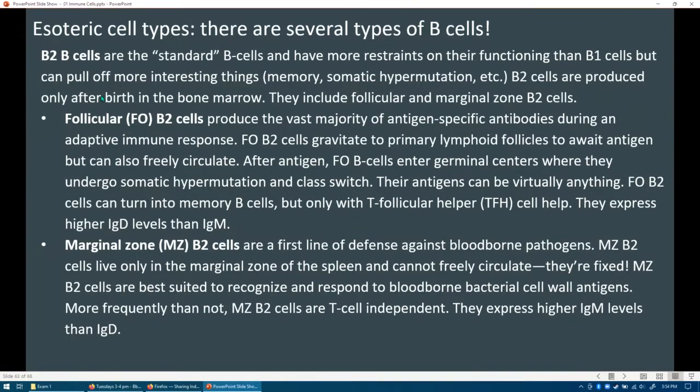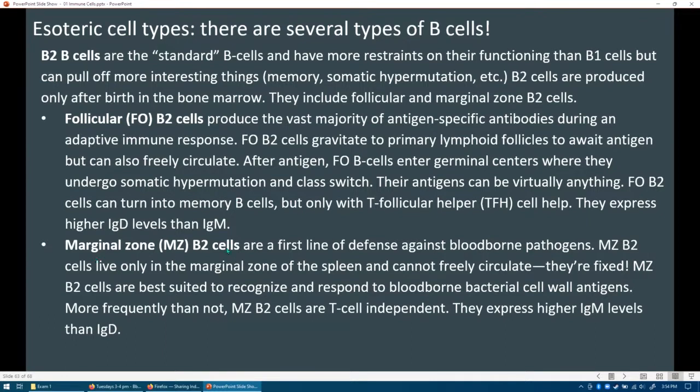They are produced only after birth in the bone marrow, and they include follicular B2 cells and marginal zone B2 cells. The follicular cells, those are the ones that we've pretty much been talking about this whole time. They make antigen-specific antibodies during an adaptive immune response. And they are mostly living in the lymph nodes, in these structures called the follicles, where they await antigen. But they also circulate from lymph node to lymph node, and from blood to lymph node, and from lymph node to blood. They're constantly looking for antigen. Okay.